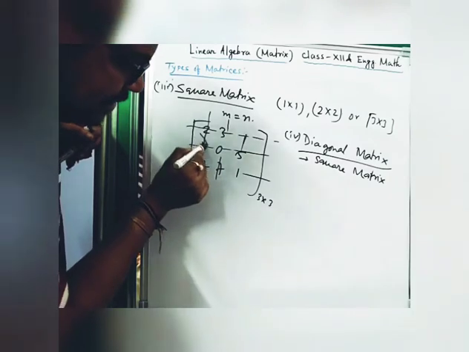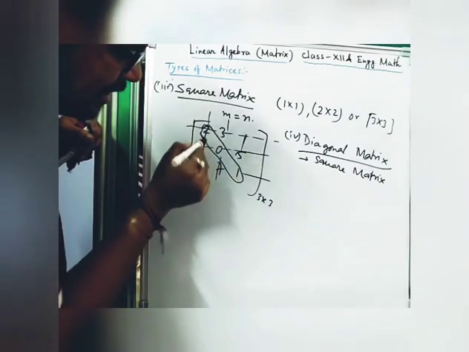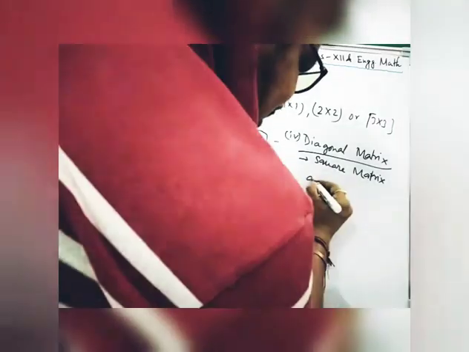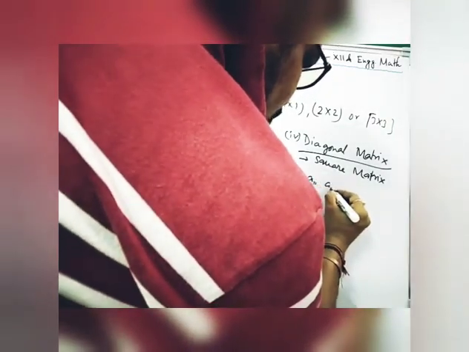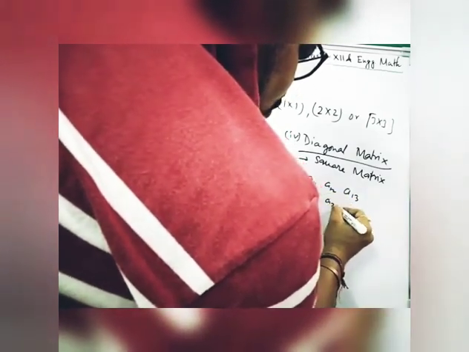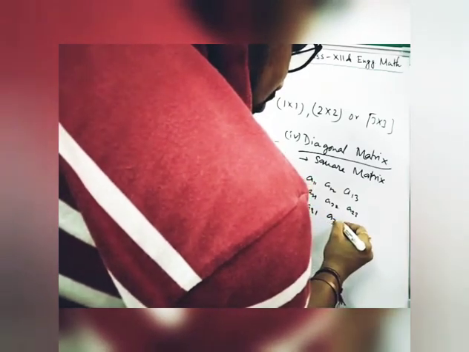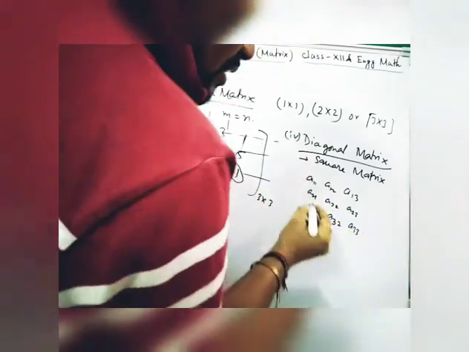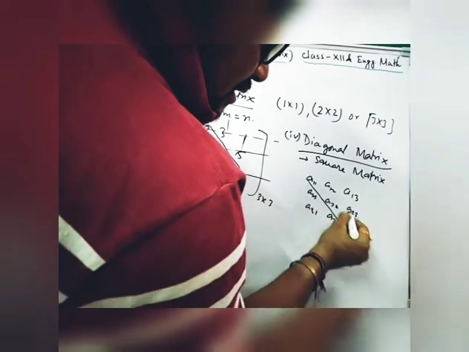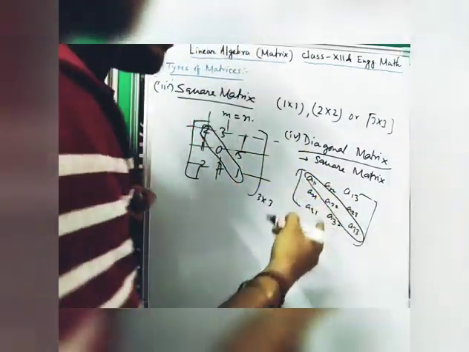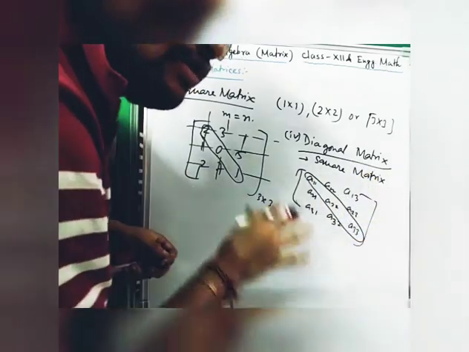Can you see here? This is called the diagonal element. This is the diagonal: A11, A22 and A33. If I write it like this, A11, A12, A13, A21, A22, A23, A31, A32 and A33, you can see this is called the diagonal of the total matrix. Only the diagonal values will exist and all the remaining values will be 0.